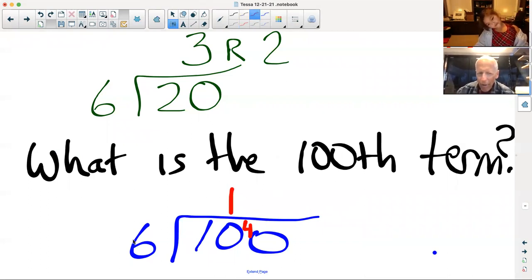So Tessa, now you're doing 6 goes into 40. So now you've got to count by 6s. 6, 12, keep going, and find the number smaller than 40 that 6 goes into. All right, you try that.